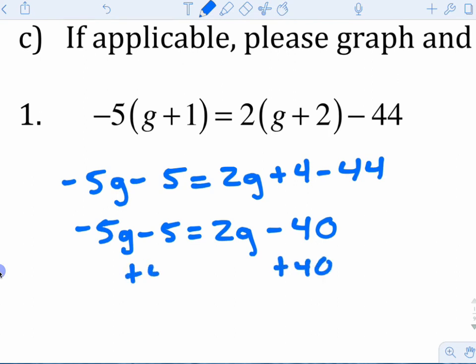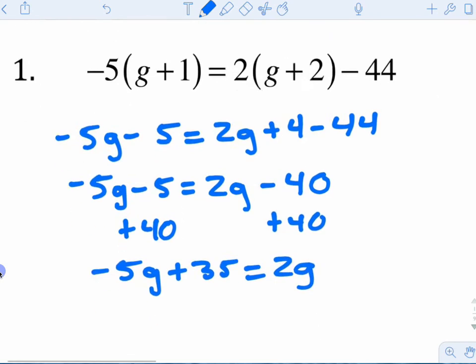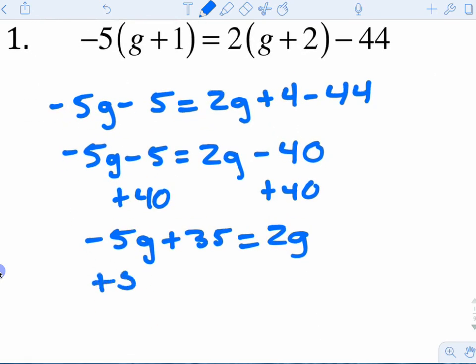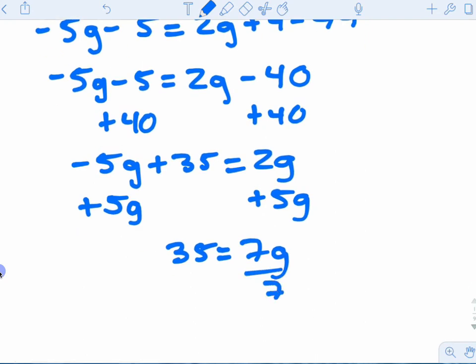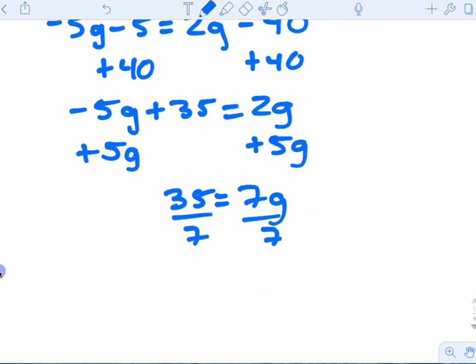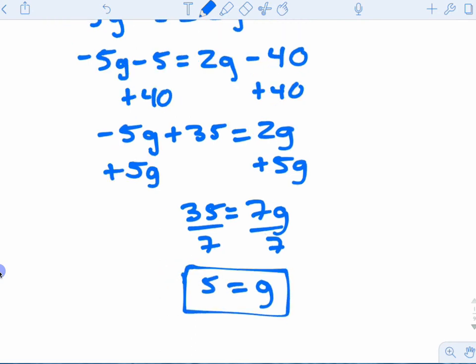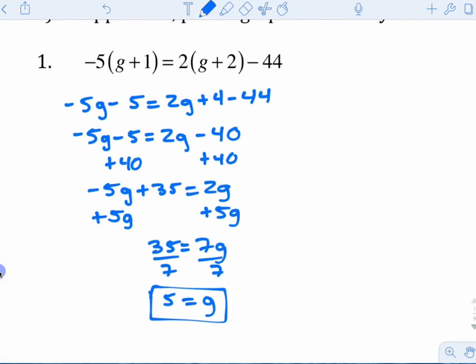I'm going to add 40 to both sides of this equation. So I'm going to isolate all my numbers on the left-hand side, -5g plus 35, and I'm going to isolate all my variables on the right-hand side. And I'm going to add 5g to both sides. And I've got all my variables nicely on one side of the equation, 35 on the other. Awesome. When I divide both sides by 7 to isolate g, 35 over 7 is a nice number. That's just 5. So the solution to our original equation should be 5.